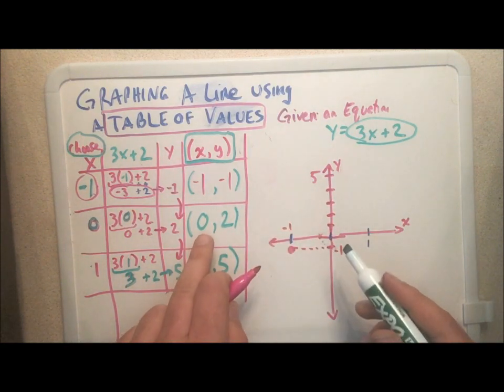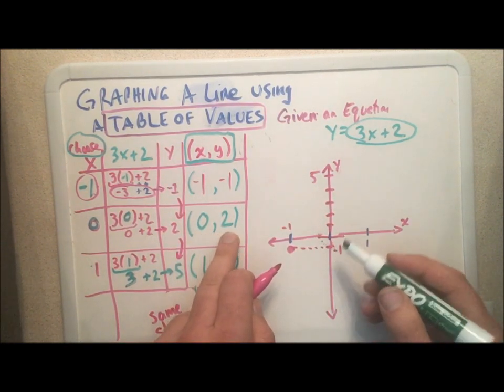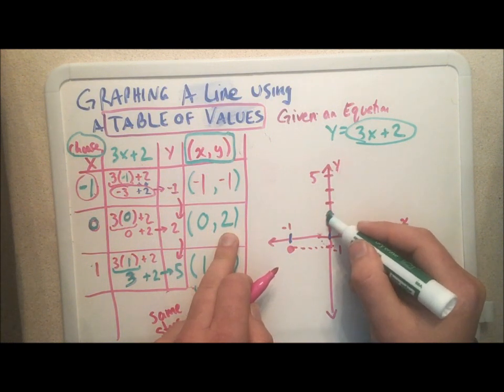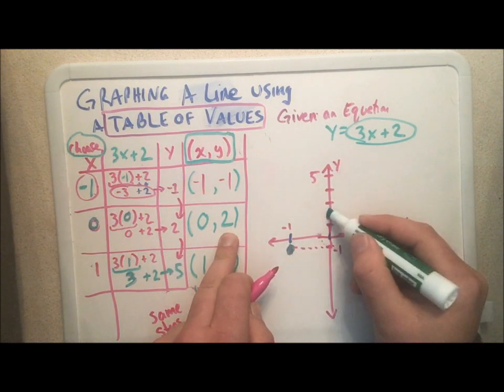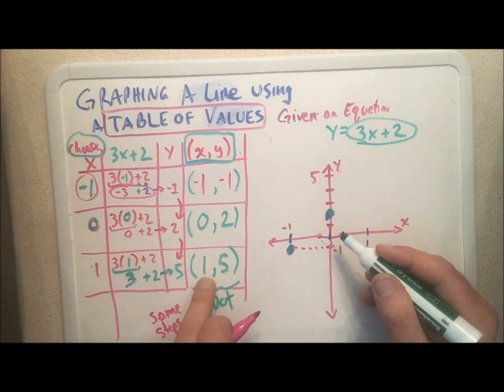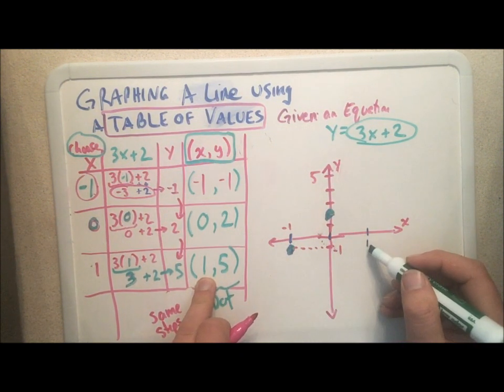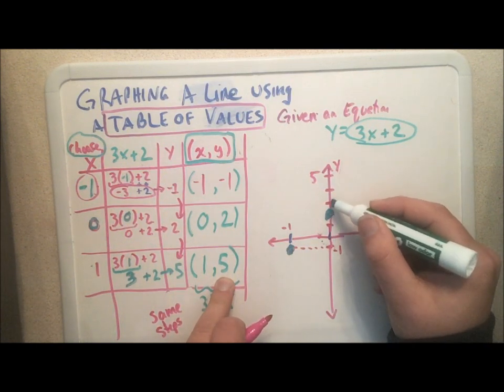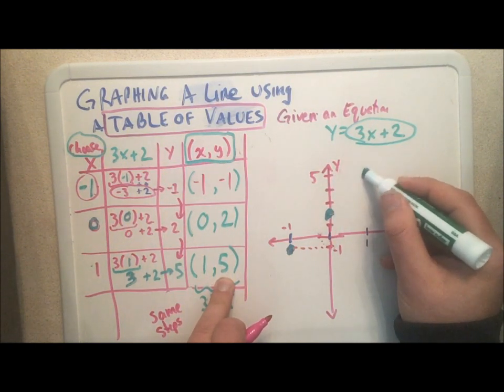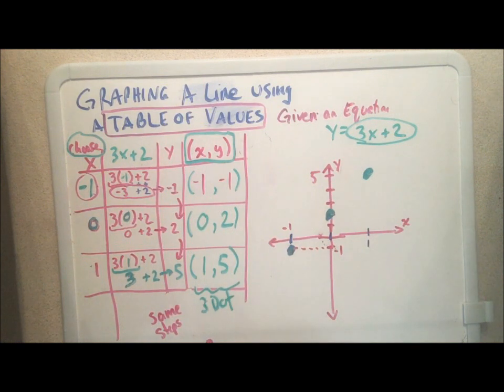The next one is I'm neither left nor right, and I have a height of 2. So there will be a dot right there. And the third one is I'll be displaced to the right by 1 and have a height of 5. 2, 3, 4, 5. So something like that. So there's my 3 dots.